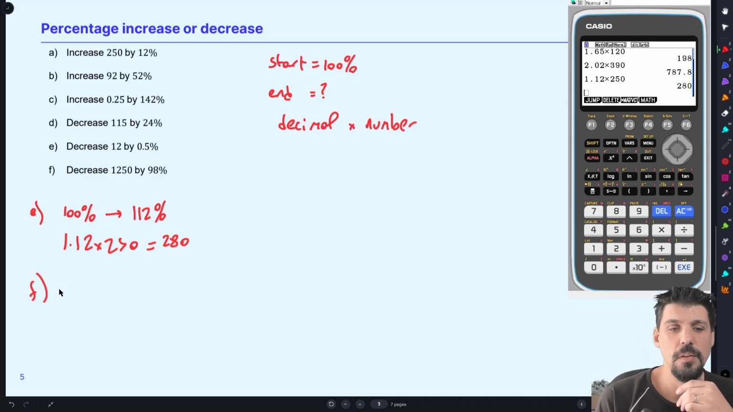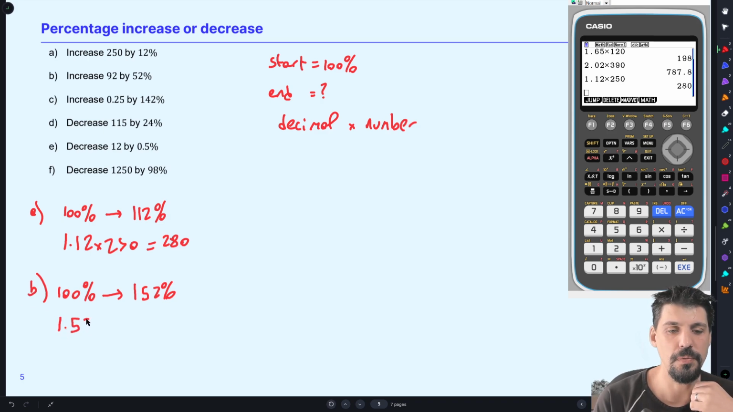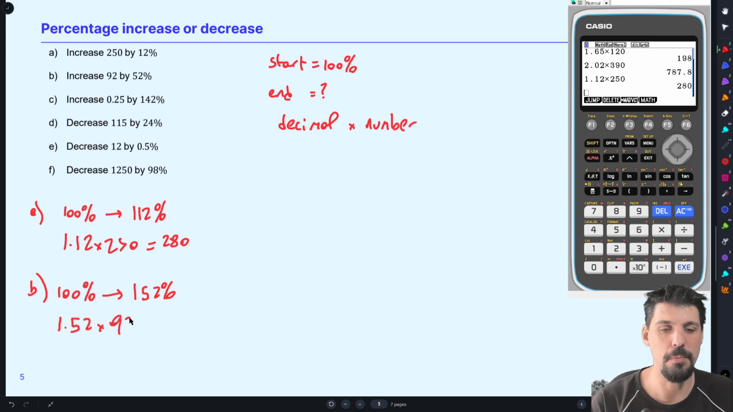B, we are increasing something by 52%, so we go from 100% to 152%. So we're going to go 1.52, having that as a decimal, multiplied by 92. That is 139.84.